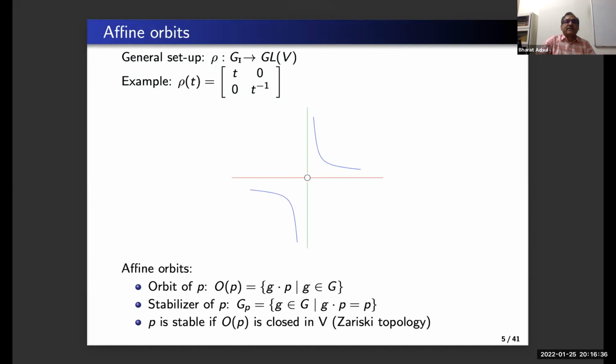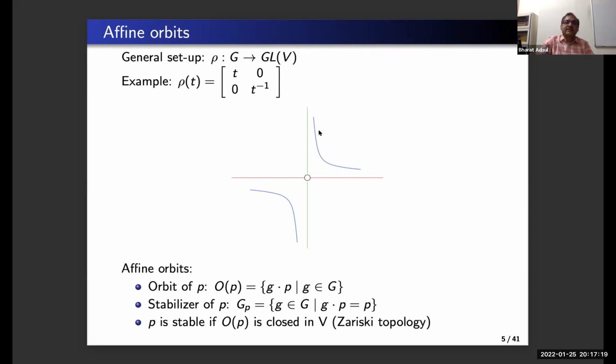So this is our general setup. I have a representation, and these are the basic objects of study: the orbits, the stabilizer, and so on. The orbit of a point P is, just take this point P and translate it by the various group elements and see where all you reach. That's the orbit of the point P. Then the stabilizer of the point P is those group elements which fix the point P. And here is a very important notion, namely, a point P is said to be stable if the orbit of this point P is closed. Closure can be talked about in Zariski topology or equivalently in the Euclidean topology. So stable points are the ones whose orbits are closed.